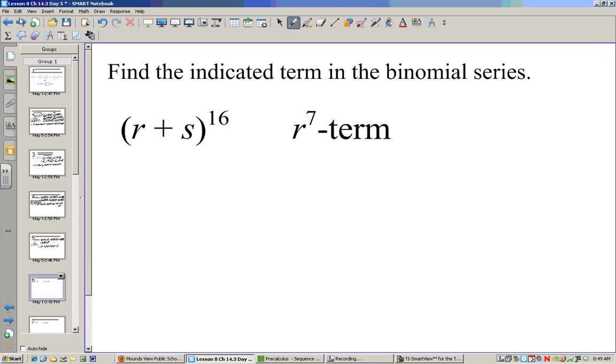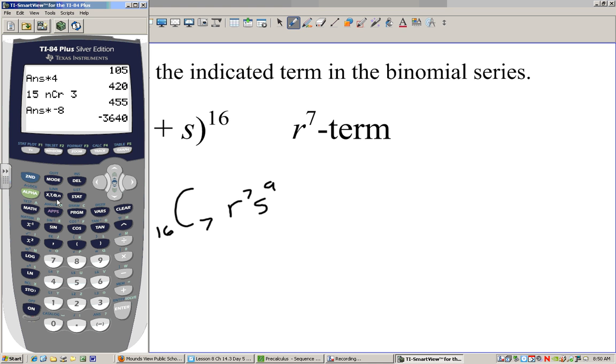All right, now in this one, let's just try to find the r to the 7th term. We don't want to spend the time doing out every single one. But we do know that if r to the 7th, s will be to the 16 minus 7, which will be 9. Now we have to look for the term, so that would be 16 choose 7. Or we could have done 16 choose 9, it's the same number, and I'll show you that here.